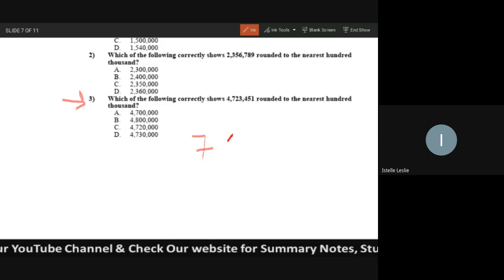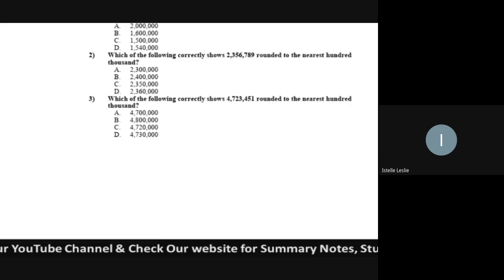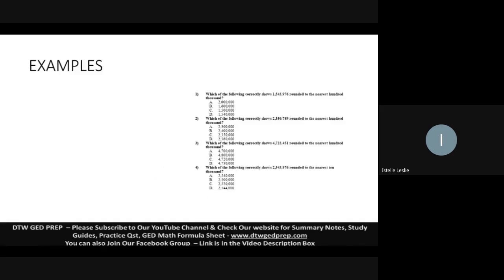And so we check the number to the right, which is 2. 2 is not up to 5, so we leave 7 the same. So we have 47, and then replace the others with 0, 0. Thank you so much. I think we can move on from here.